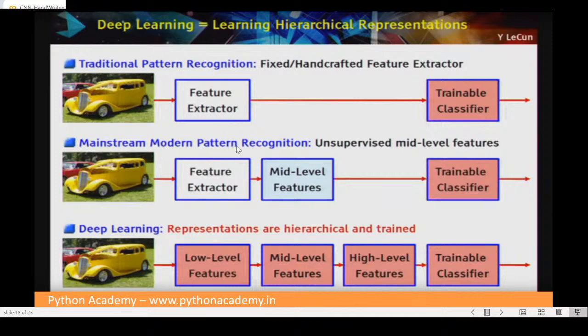So mainstream modern pattern recognition is unsupervised mid-level features, with feature extraction and mid-level features. That means whatever features we have, we try to divide them into parts, but again it has limitations. Whereas deep learning representations are hierarchical and trained, so we have a lot of levels now: low level, mid level, high level, and a trainable classifier. And as the layers increase, the computation time also increases, and that's why you need more CPU power or RAM, and that is not sufficient.